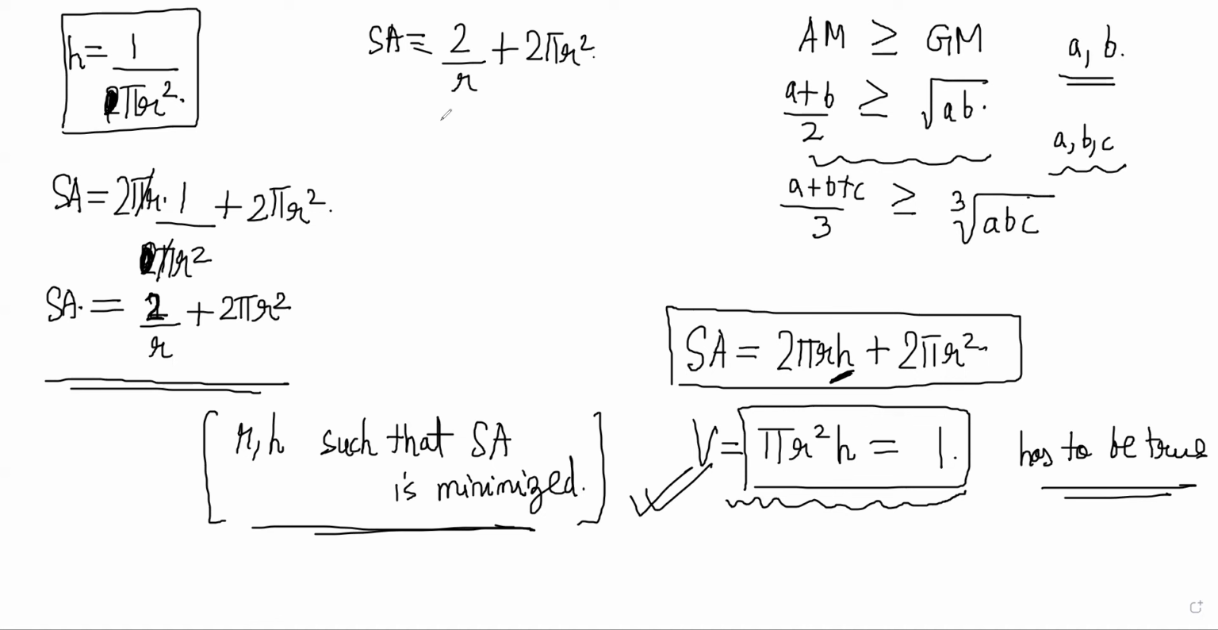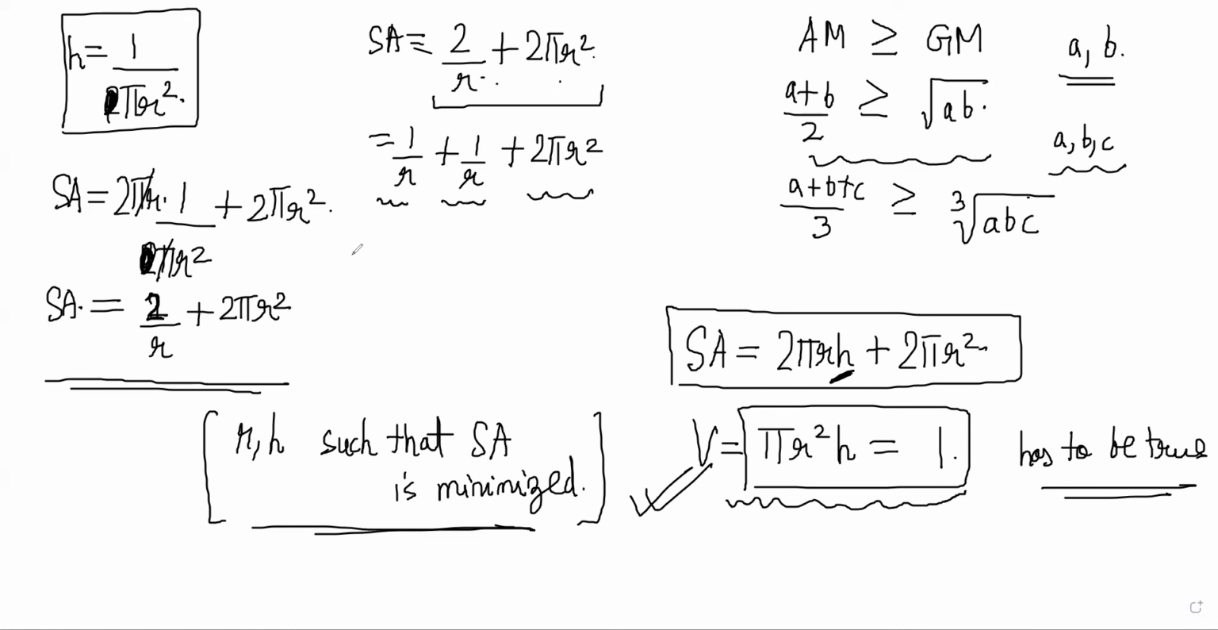Here, if you apply AM-GM to these two numbers, it won't work out, because in the geometric mean there will still be a root of r left over. If you just take the two numbers, you will not get a nice thing, right? But what you can say is, I can write this as 1 by r plus 1 by r plus 2 pi r square, right? And now think of this as a, b, and c.